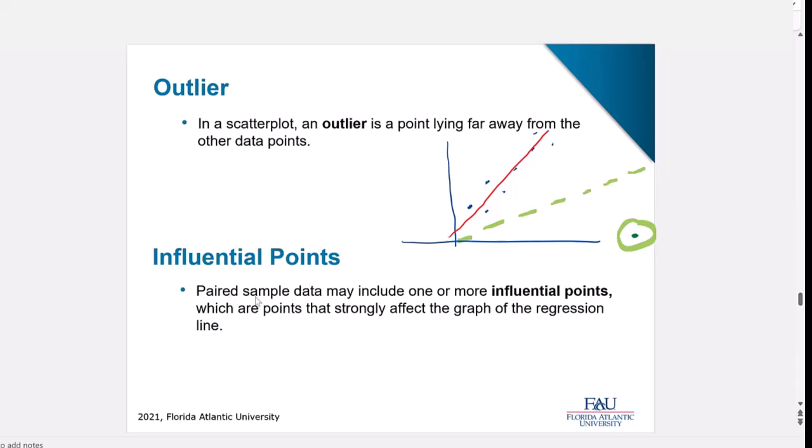Influential points. Paired sample data may include one or more influential points, which are points that strongly affect the graph of the regression line. This outlier is an influential point, but we could have influential points that are not outliers. Outliers are real specific. We could have points that are just dragging the regression line in one direction or the other. And those points are really there and they really exist. They will influence the regression line.